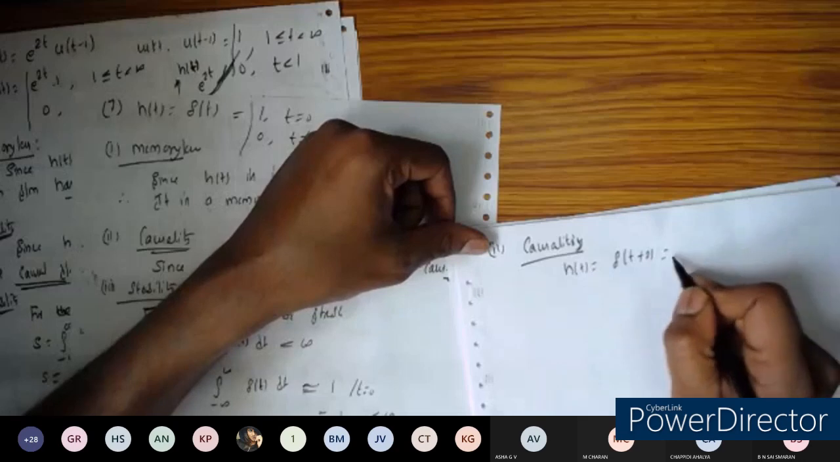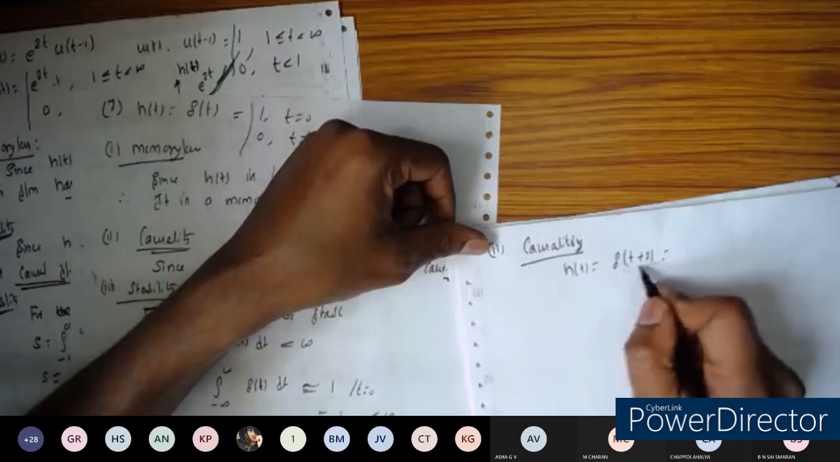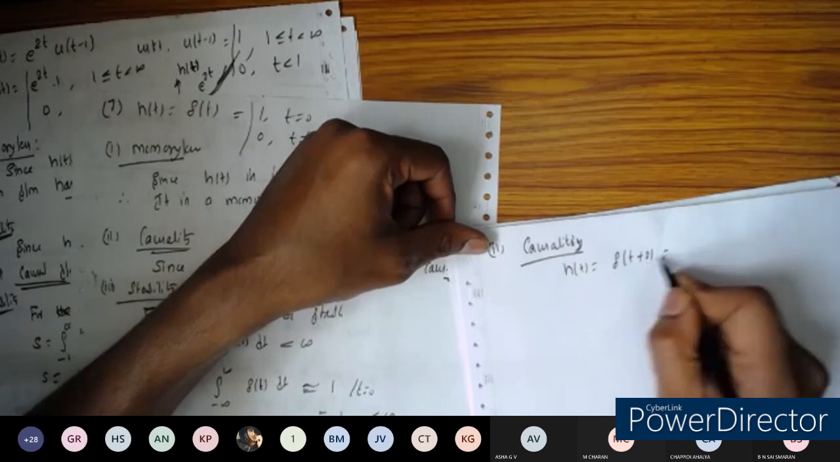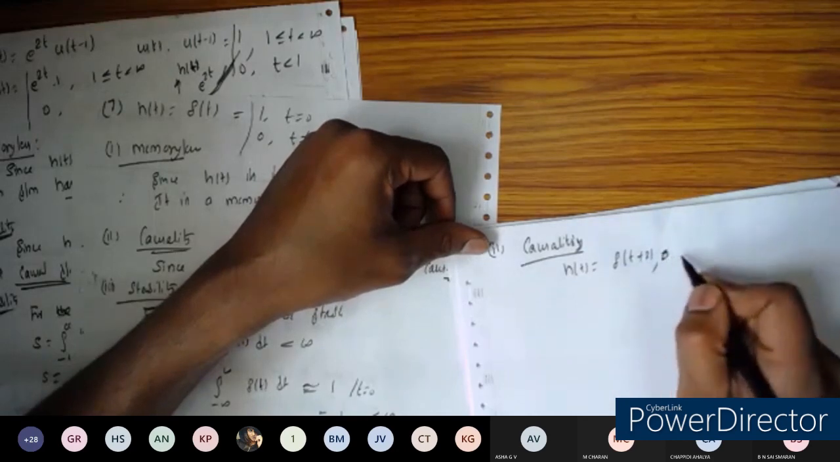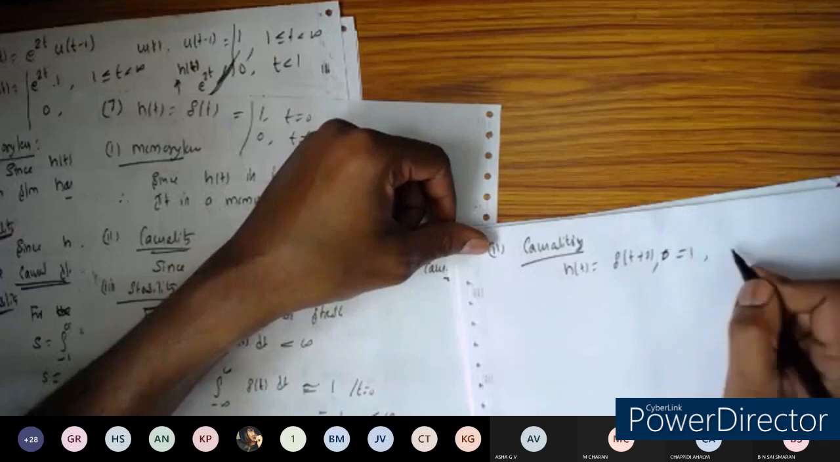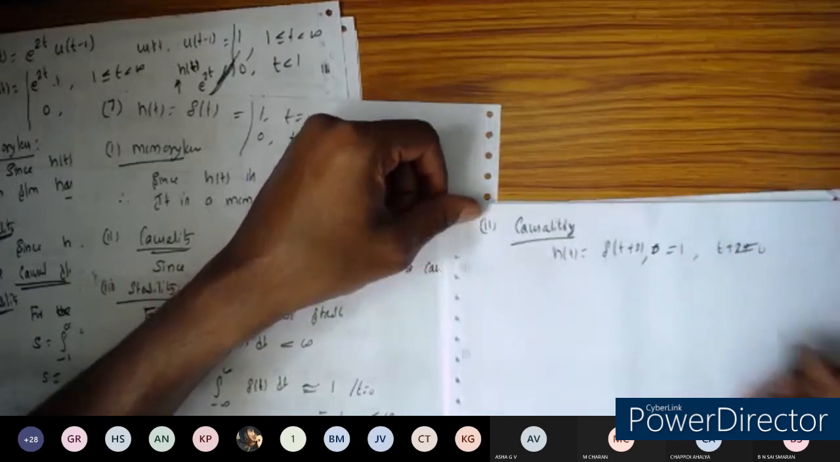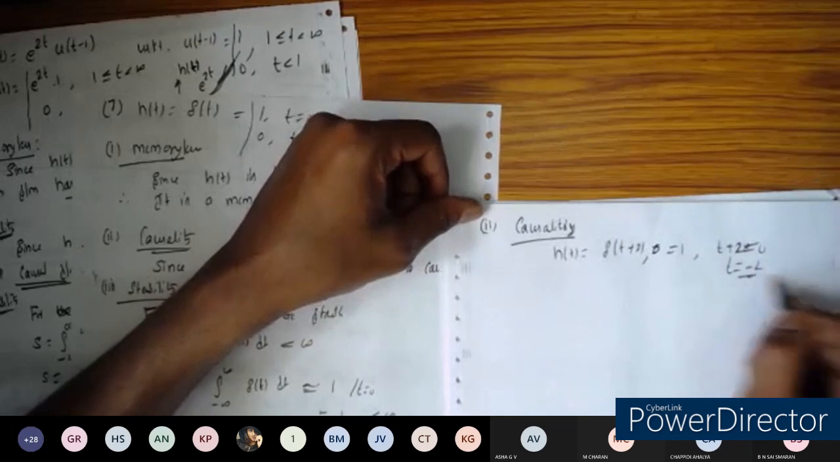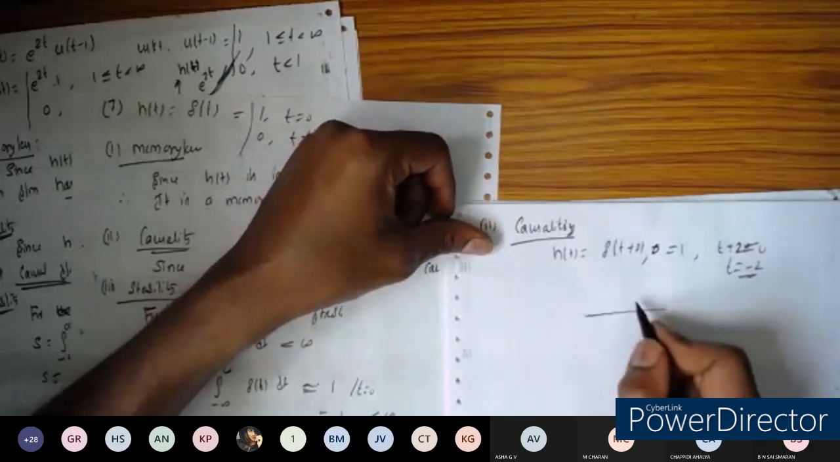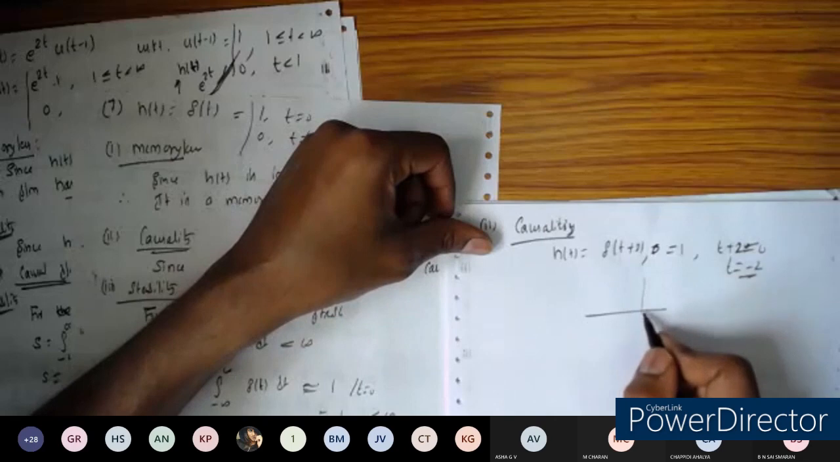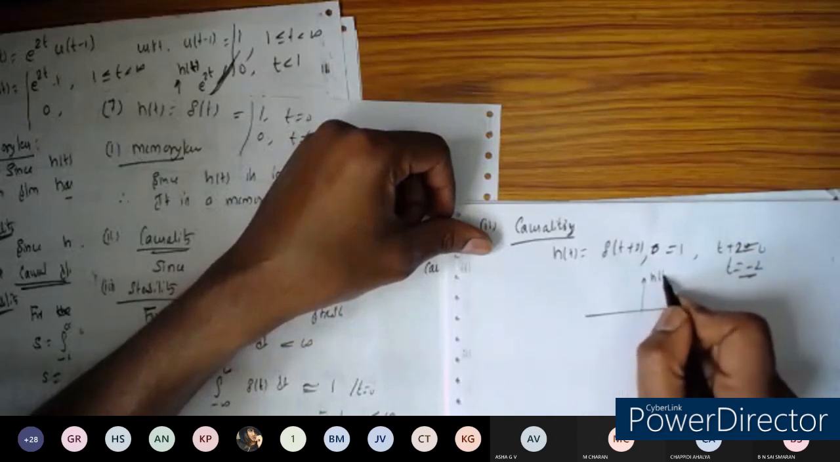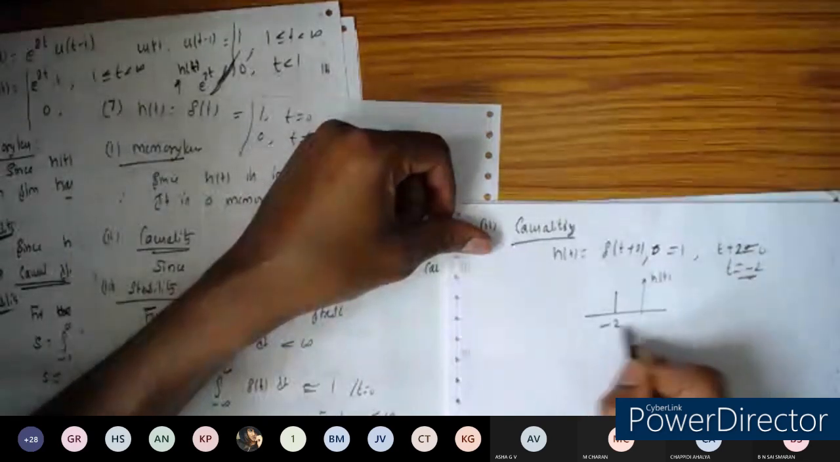So t plus 2 means, we know that for the impulse function, it will be equal to 1 only when the argument is equal to 0. So this will be equal to 1 when t plus 2 is equal to 0, or t is equal to minus 2. T is equal to minus 2 means we can plot the waveform like this. So this is h of t, at t is equal to minus 2.